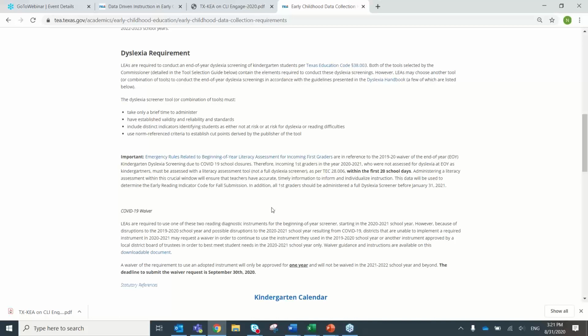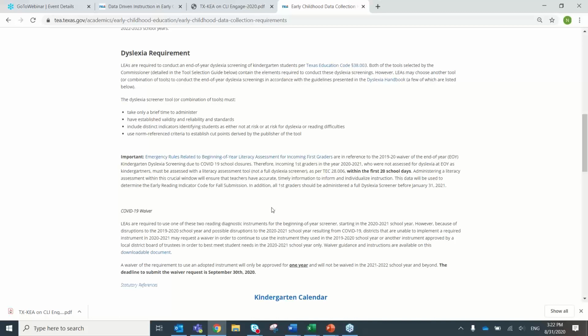So that's for kindergarten. Now for first grade, this isn't so much of a waiver as it is a rule. So what the governor is asking of us is that we assess incoming first graders with a literacy tool, and those first graders who were not assessed at end of year in kindergarten for dyslexia, that they be assessed with the literacy tool within the first 20 days of schooling. This does not include any days that may have had to be taken out of your calendar due to, like, a hurricane. So if you close school, that obviously won't count towards those 20 days. So we're really looking at school days here.